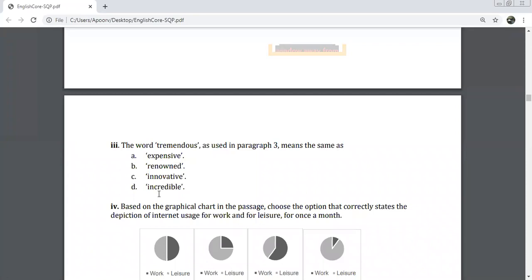Innovative. Incredible. Incredible? Do you all agree with the same answer or any difference in opinion over here? Is it an expensive resource? It is not mentioned. It is a renowned resource. Renowned, we cannot say because it's mentioned that it can have negative effects as well. We need to be careful. Innovative and incredible. Innovative, nothing new over here. So incredible. What do you mean by incredible? What is the exact meaning of the word incredible? Please tell me.